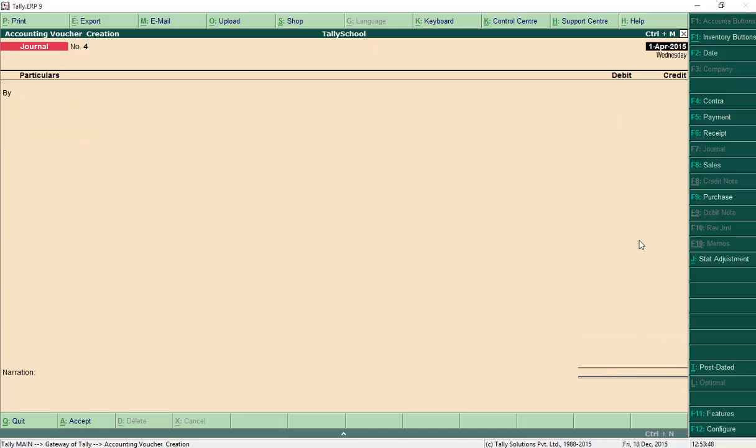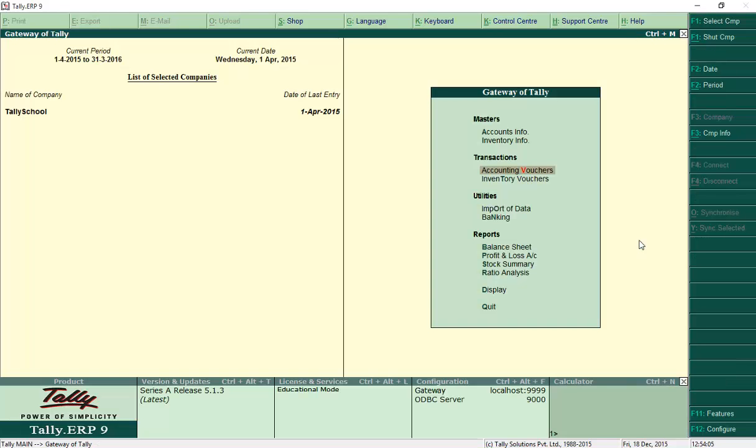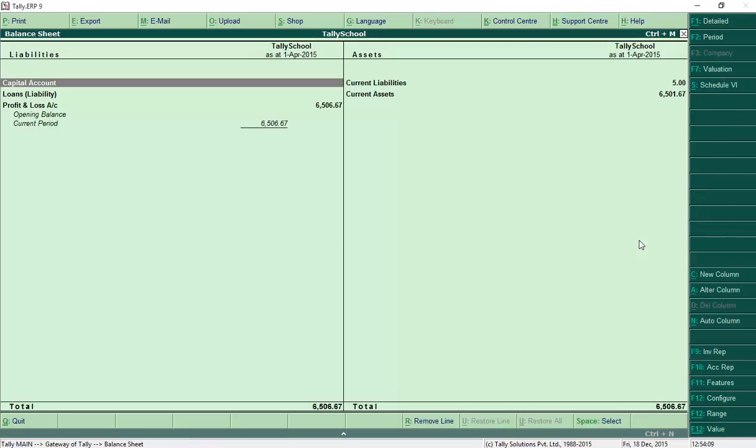I have entered the service tax because we can separately account for it in our account. So at the end of the year, we don't have to count the service tax amount by going through the contract notes. It is already counted in Tally automatically. So let's have a look how it is counted. So press escape and come back to gateway of Tally. Now go to balance sheet and see what happens.